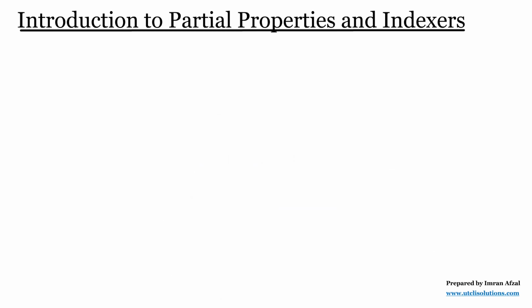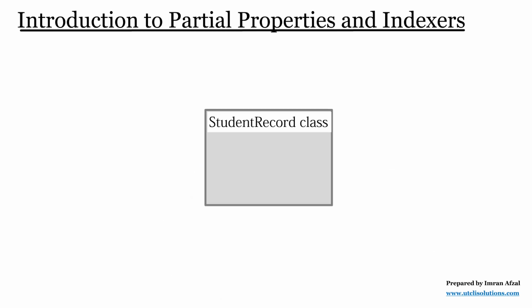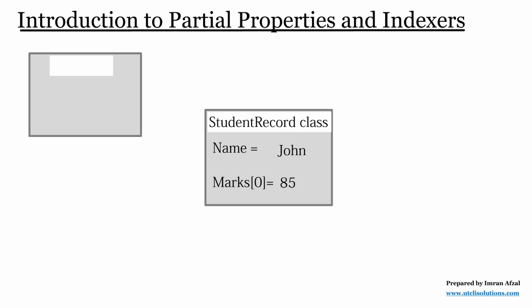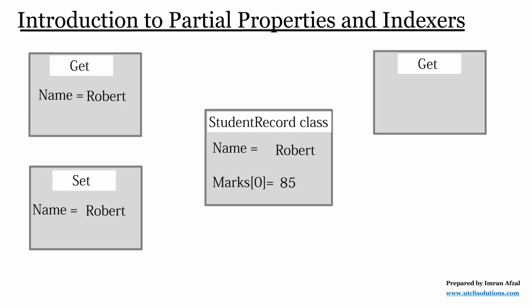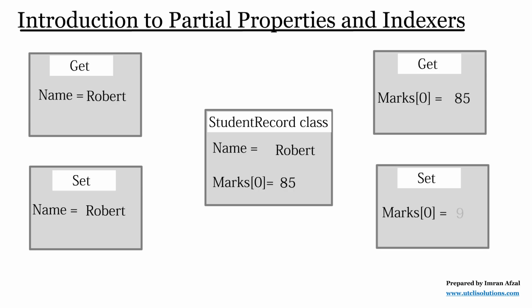For example, there is a student record class. One developer adds the logic to read the student's name using a property, and another adds the logic to update the name in a different file. This is a partial property. In the same class, there's a list of marks. One developer writes how to get a mark using square brackets, and another writes how to update the mark. This is a partial indexer.